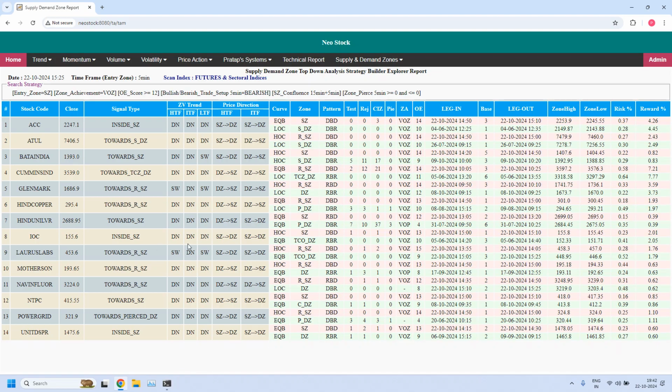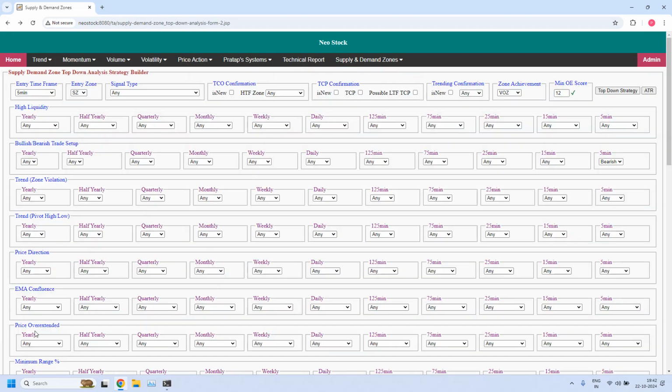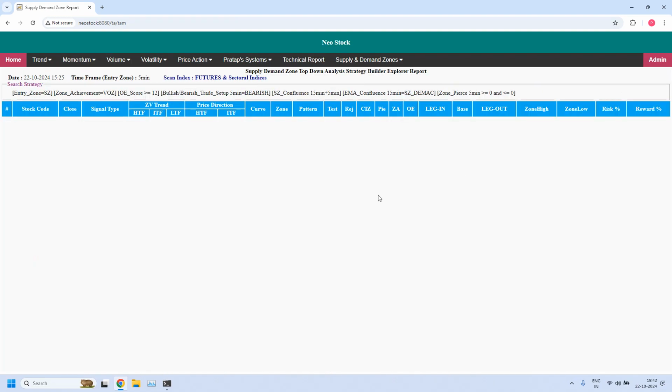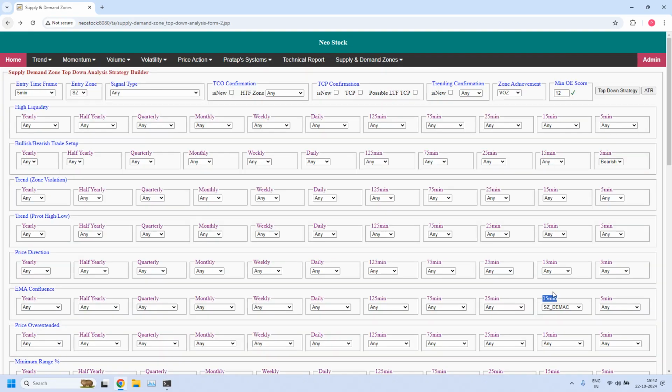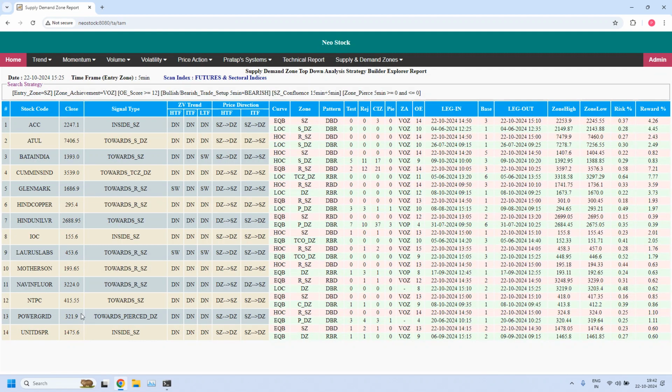Let's verify whether any of these 15 minute supply zones are having daily EMA confluence. So in the EMA confluence at 15 minutes time frame, I enabled the 15 minute supply zone with daily EMA confluence filter. Let's verify. So none of the 15 minute supply zones are having EMA confluence. Okay, without EMA filter earlier we got 14 stocks, right? Yeah, 14. Out of this is LTF ITF confluence.